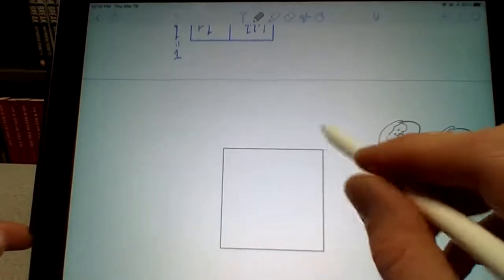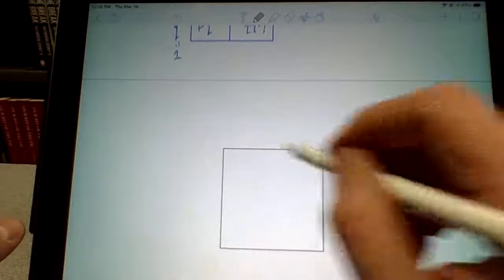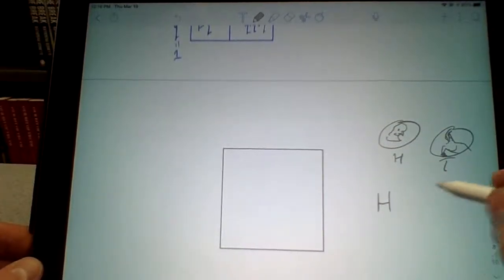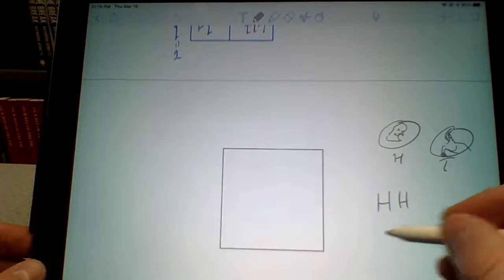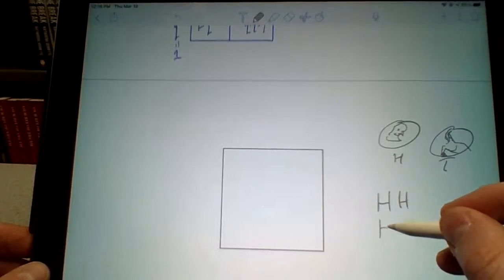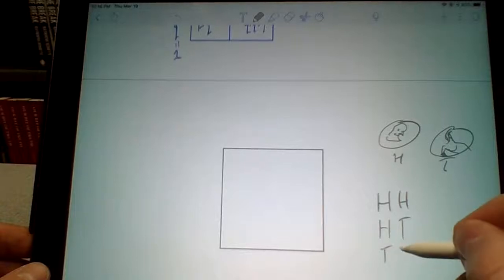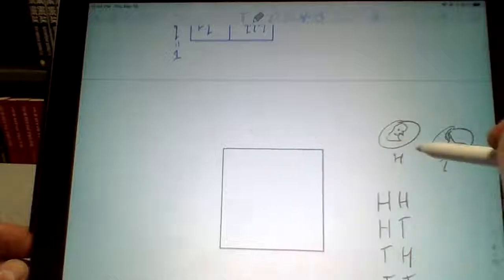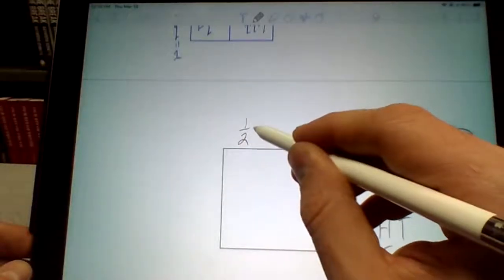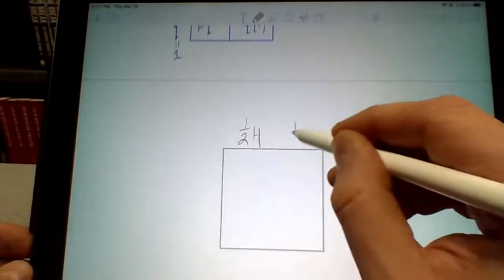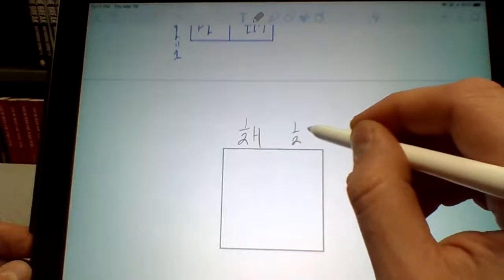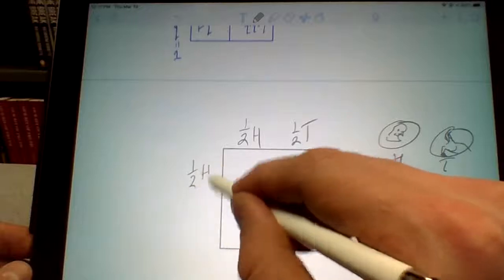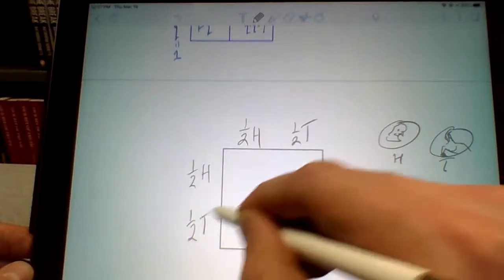But okay, so heads and tails, we know that there's a 50-50 chance. So you could have two heads come up if you flip two coins. You could have a heads and a tail, a tails and a heads, or two tails. This is the same as saying that half of the coins are heads, half of the coins are tails, and we're flipping two coins, half and half.